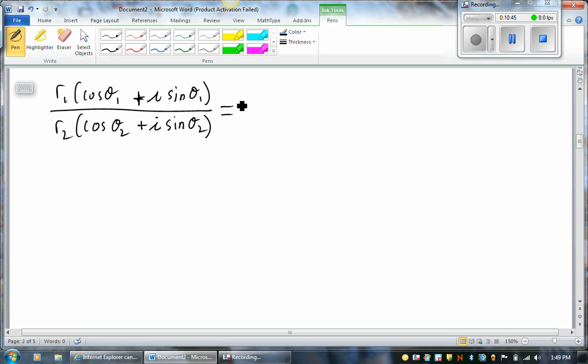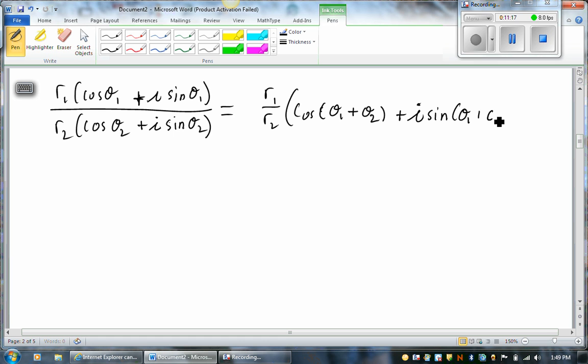I'm going to skip that derivation process, but I'll just give you the rule. It's going to be r1 over r2 times the cosine of theta 1 plus theta 2 plus i sine of theta 1 plus theta 2. That's our rule. Let's try it with an example.